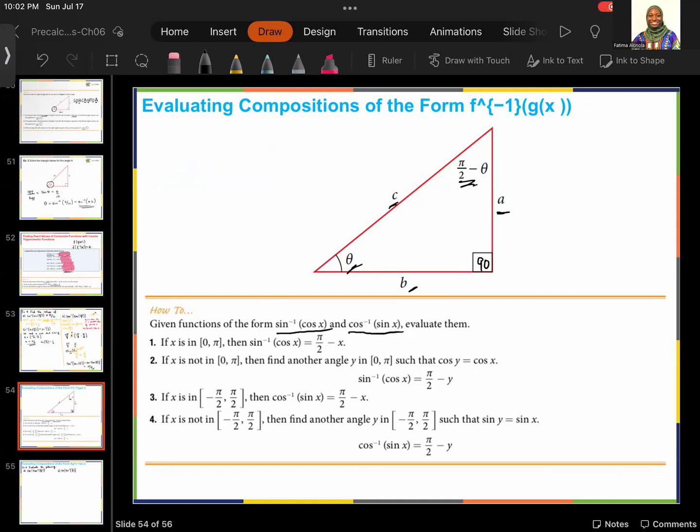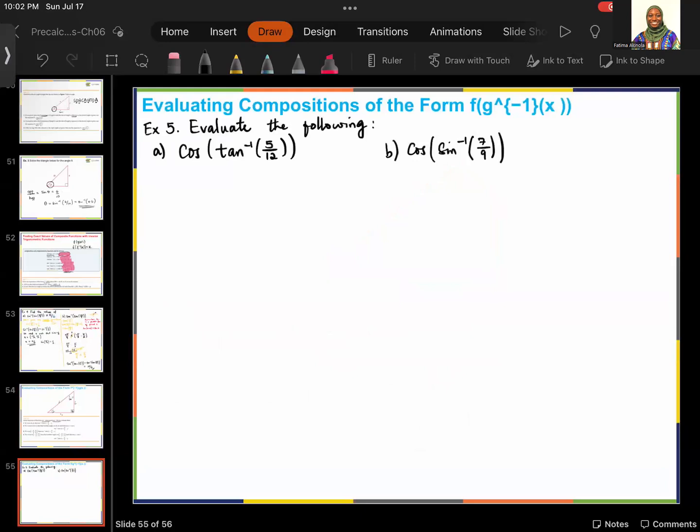So if x, whatever it is you're trying to look for, is in the interval 0 to pi, then the sine inverse of cosine is pi over 2 minus x. If it's not, you have to find another. Anyways, let's take an example, because with these things you just keep going round and round.